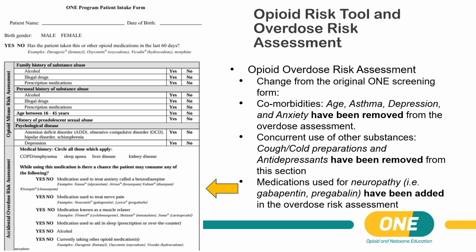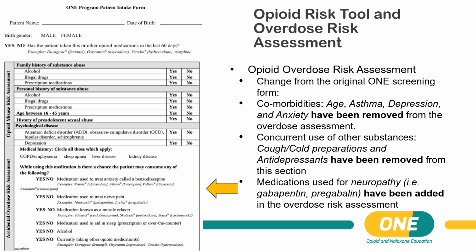For the past 5 years, the One Program has continued to review best practices and current evidence-based recommendations for opioid risk screening and harm reduction interventions. To ensure that pharmacies are using the most accurate and effective risk screening resource for their patients, we have determined that a few changes are warranted to the One screening form.